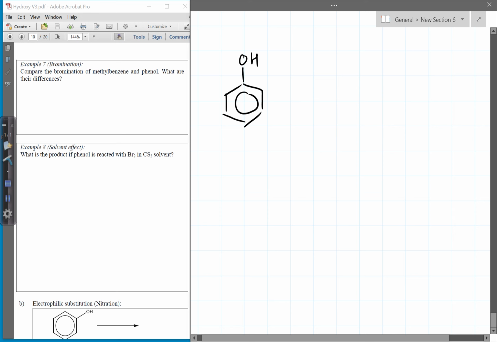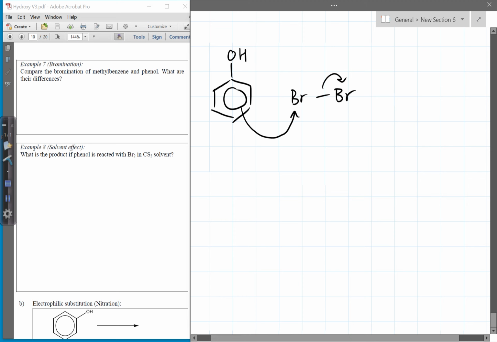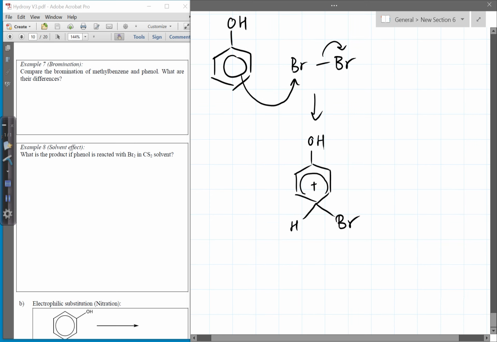So let's say I have this. Same thing, we need to analyze the mechanism. I believe you all know this electrophilic substitution mechanism, so I will not elaborate. Take note, this is for phenol. For phenol, you don't need to use the catalyst. So the mechanism is slightly different from that of your benzene and methyl benzene. This is slow.